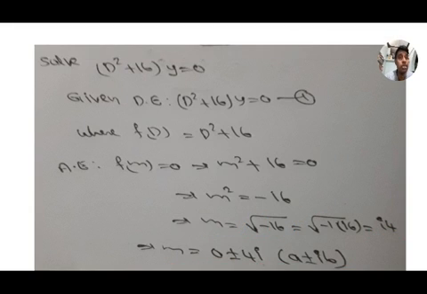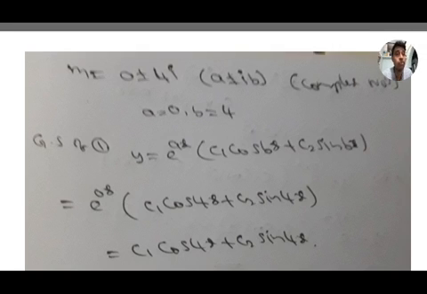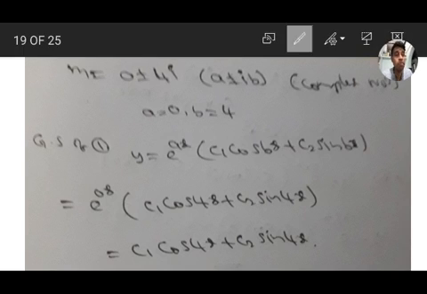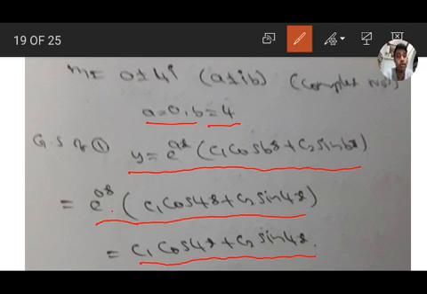Complex roots means the general solution, with a equal to 0, b equal to 4, is y equal to e to the power of ax into (c1 cos bx plus c2 sin bx), that is e to the power of 0x, a equal to 0, b equal to 4, into (c1 cos 4x plus c2 sin 4x), that is y equal to c1 cos 4x plus c2 sin 4x, because e to the power of 0x value is 1.